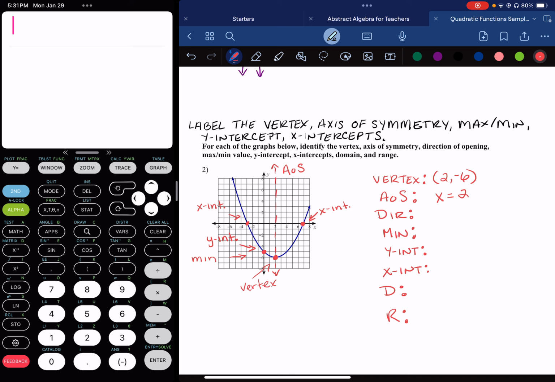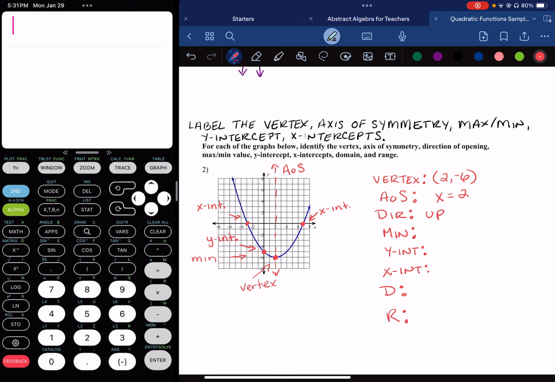Direction. This is about looking at which direction the arrows are pointing as the graph is opening. For this one, we can see that the arrows are pointing upwards as the graph is going out. So the direction of opening would be up. The other option is that the direction of opening is going down if the arrows are pointing down.